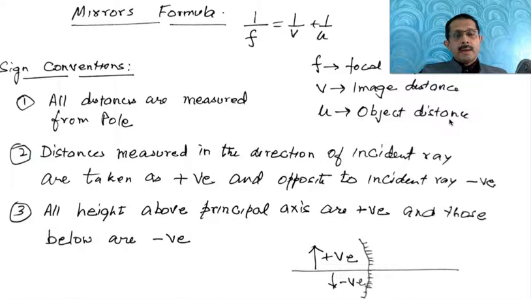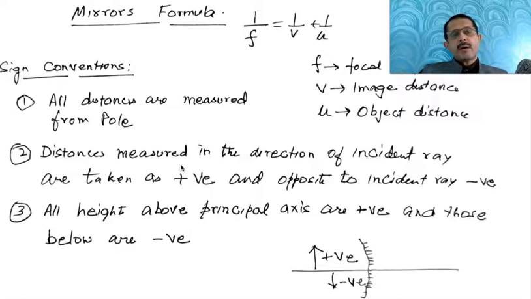Now, first thing, as my point number one says, all the distances are measured from the pole. And the second point is that distances measured in the direction of the incident ray are taken as positive, and opposite to the incident ray, negative.